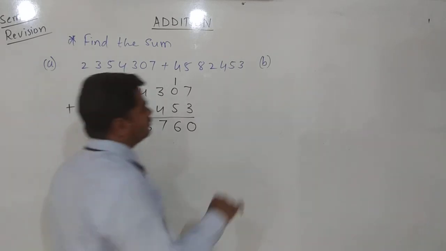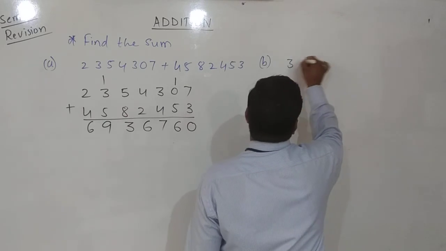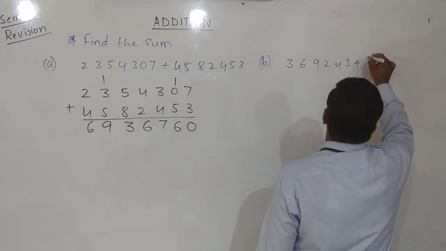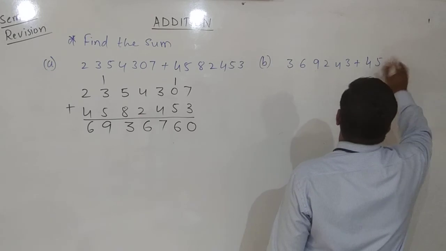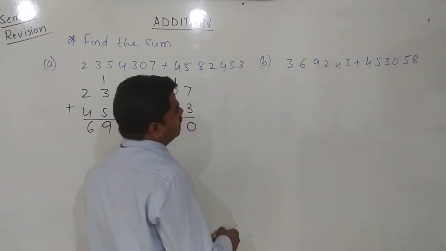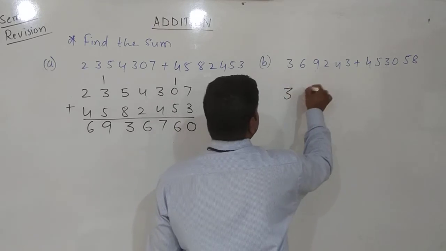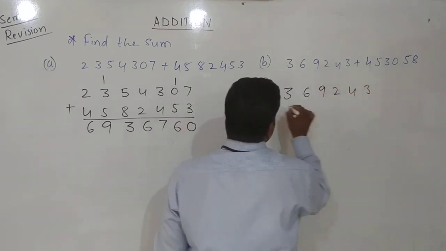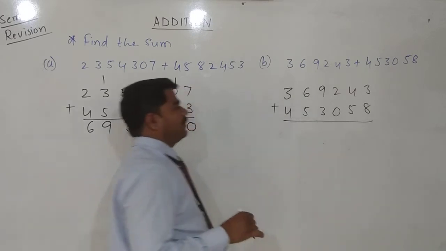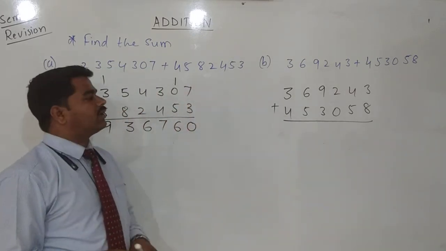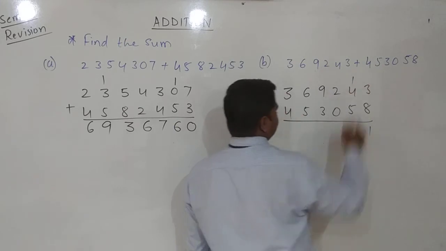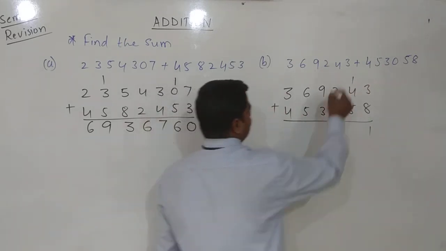Here, 6 digit numbers. Arrange these in columns. 3, 6, 9, 2, 4, 3 and 4, 5, 3, 0, 5, 8. 3 plus 8, or 8 plus 3, we can write, it is 11. 1 carry, right. 1 plus 4, 5, 5 plus 5, very good, 10. Again 1 carry, right.